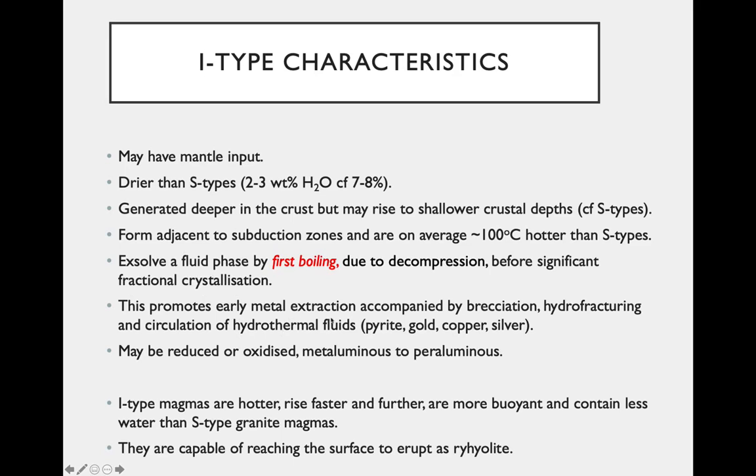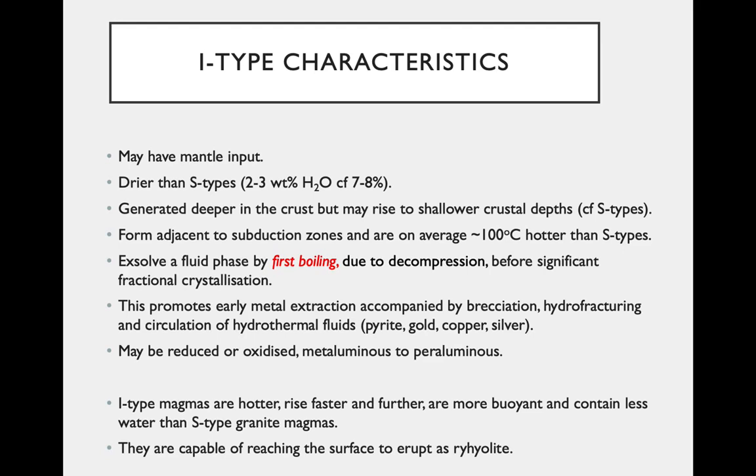So this promotes early metal extraction, accompanied by brecciation, hydrofracturing, and circulation of hydrothermal fluids, this boiling process at shallow levels. So it's very good for things like porphyry deposits. I-type granites are classic for porphyry deposits. And this is where additional factors become very important.